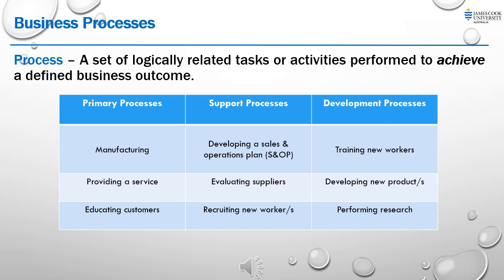A primary process is a process that addresses the main value added activities of an organization. A support process is a process that performs necessary activities, even if not value added. And a development process is a process that seeks to improve the performance of the primary and support processes. You can see in the big picture that we have the different primary processes, support processes, and also development processes as well.